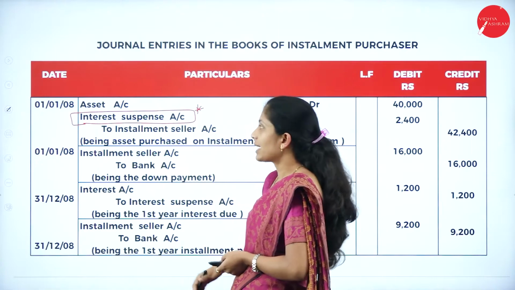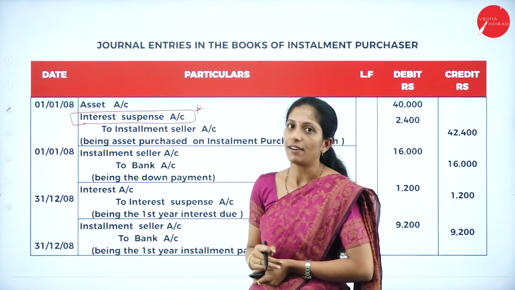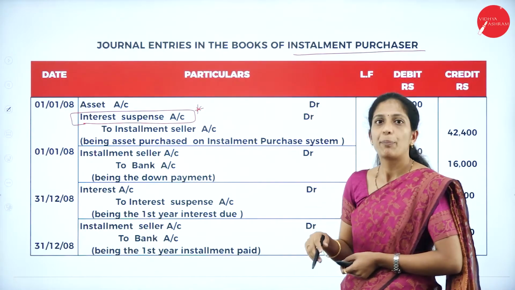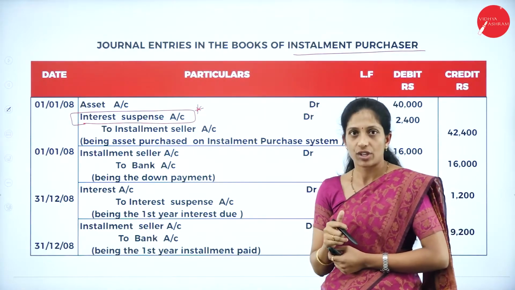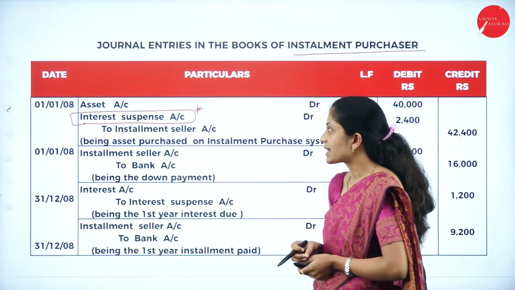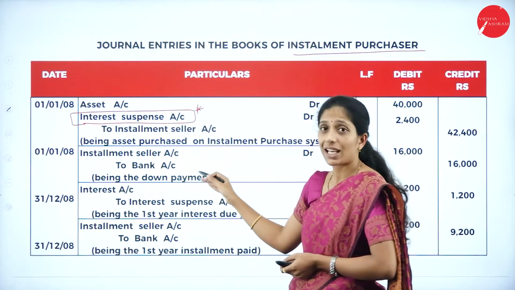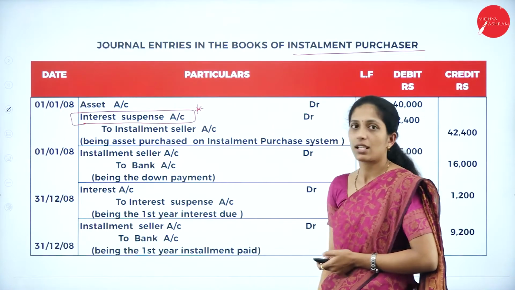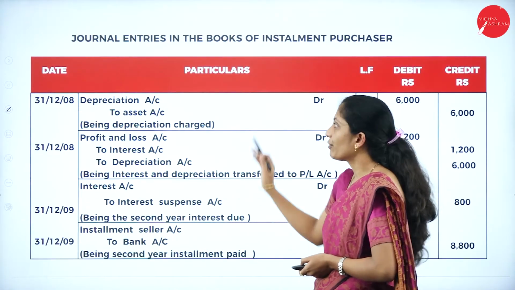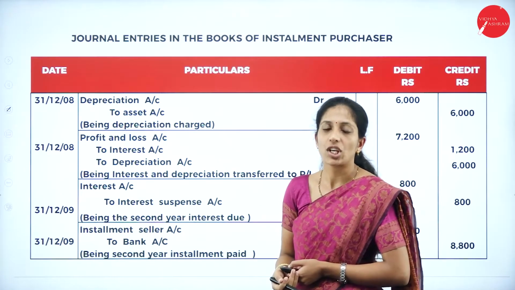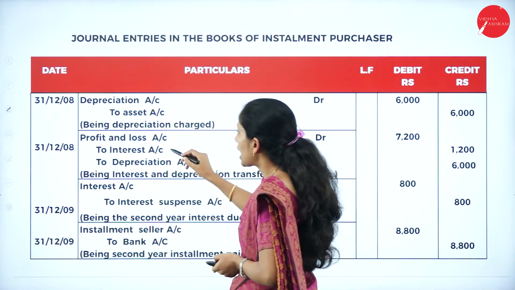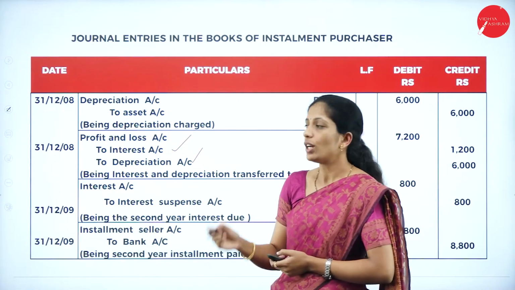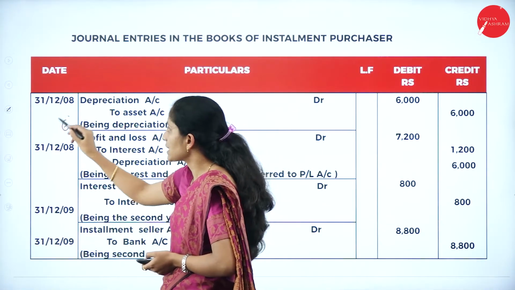So the first entry is for what? Purchasing of asset. So we are going to prepare accounts in the books of installment purchaser. So the first entry is for what? Purchasing of asset. Second entry is for making the down payment. Third entry is for interest due. Fourth entry is for installment paid. Fifth entry is for depreciation charge. Sixth entry is for transfer of interest and depreciation to profit and loss account. So in the first year you will be having 6 entries.